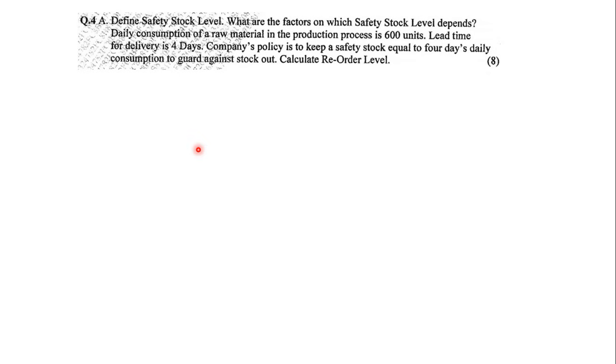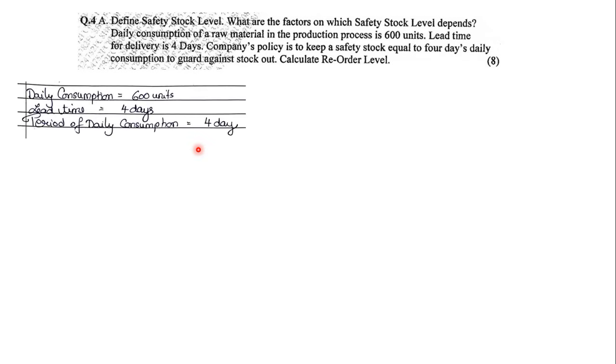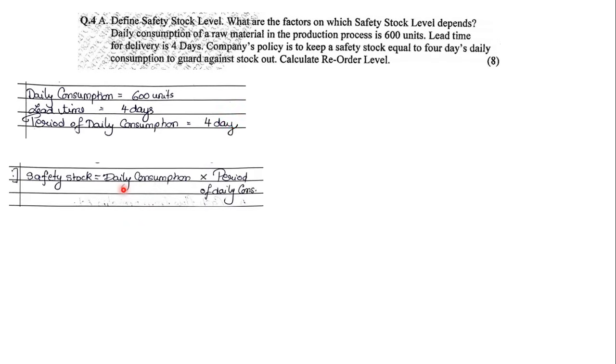So daily consumption is 600 units, lead time is 4 days, and the period for daily consumption is also 4 days. First step, we need to find the safety stock level. The formula is daily consumption 600 into the period of daily consumption, which is 4 days. 600 into 4 comes to 2400 units.